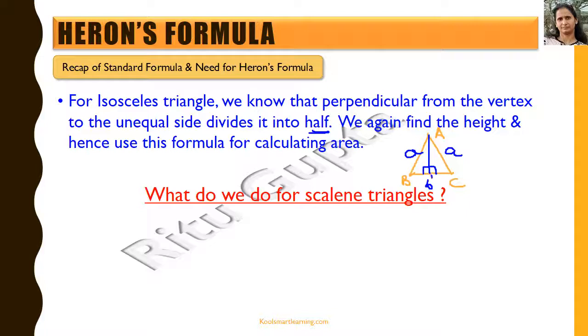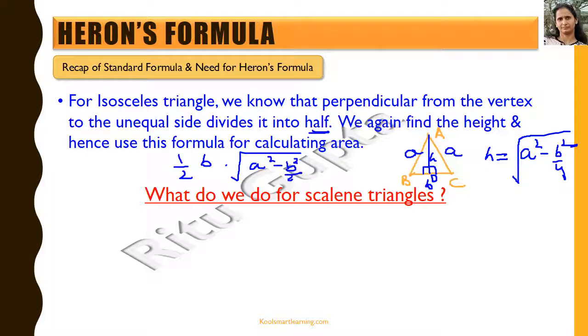So again we name this point D. Again using the Pythagoras theorem we can say height comes out to be square root of a square minus b square by 4. So now if we want to use the formula which is half into base, which is b, into the height, we can directly put the value of height, which is square root of a square minus b square by 4.